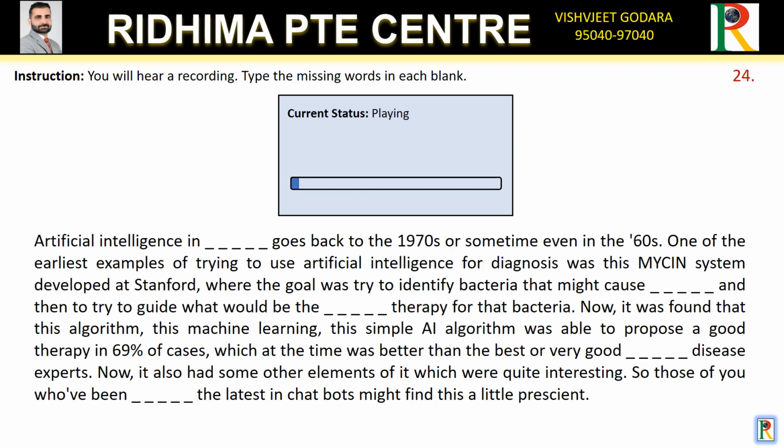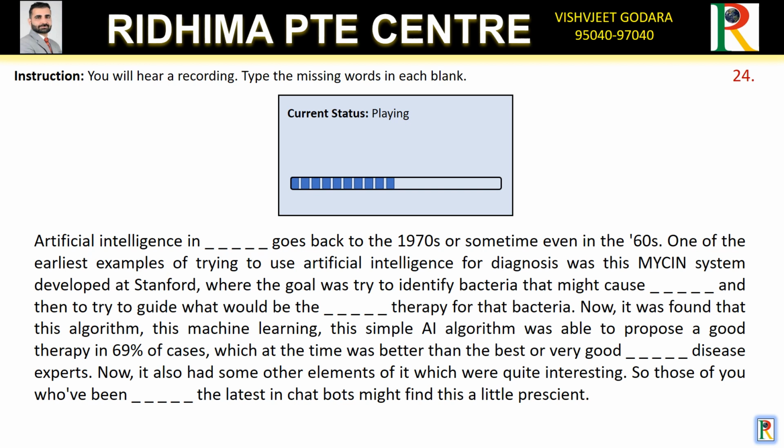Artificial intelligence in medicine goes back to the 1970s or sometimes even the 60s. One of the earliest examples of trying to use artificial intelligence for diagnosis was the Mycin system developed at Stanford, where the goal was to try to identify bacteria that might cause infection, and then to guide what would be the appropriate therapy for that bacteria.